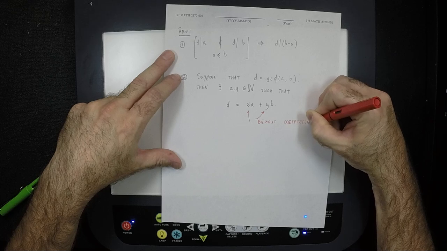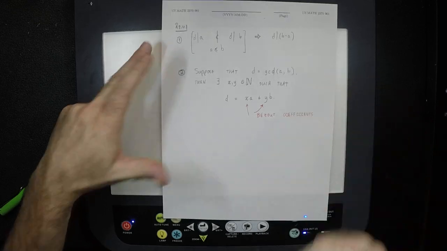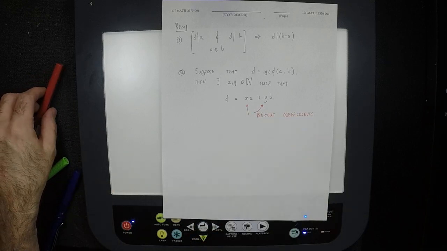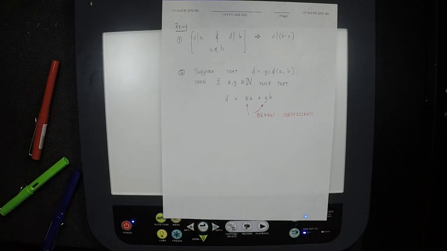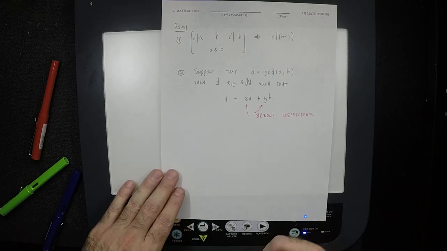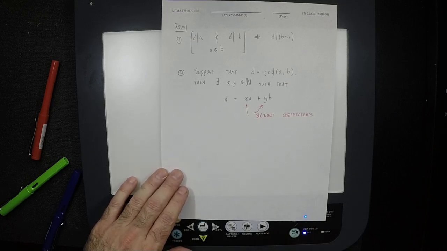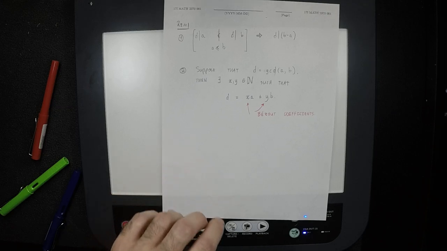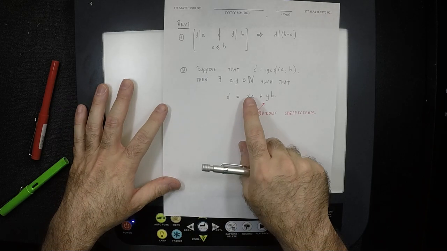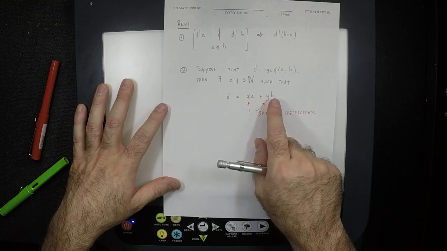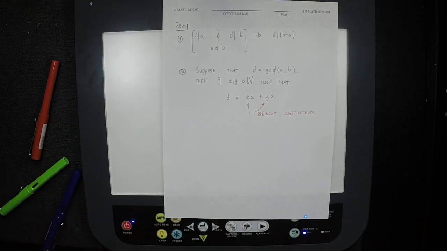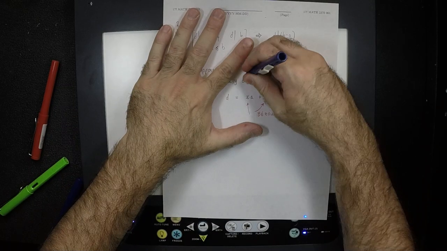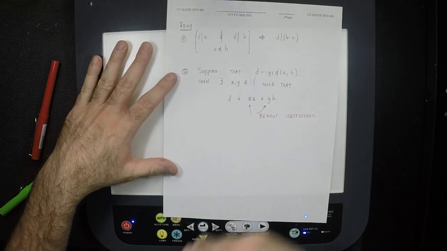So what I want you to observe, I'm just stating that this is a fact that you can establish for yourself by taking a number theory course. If D is the GCD of A and B, then there are two numbers X and Y that you can multiply A by X and multiply B by Y and add them together, and you'll get the GCD. In fact, these need to be integers.